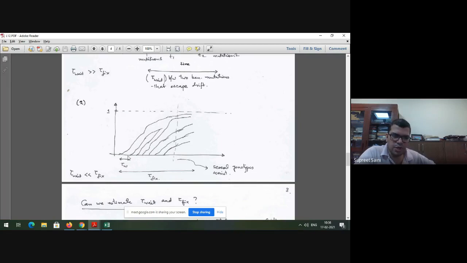So the time you have to wait for a beneficial mutation to come up is actually much smaller than the time it takes for a beneficial mutation to reach fixation. So tau fix in this case is much greater than tau wait, right? As a result, because fixation time is much greater than the time it takes for a new mutation to arise and escape drift, there are going to be several beneficial mutations coexisting with each other in the population.